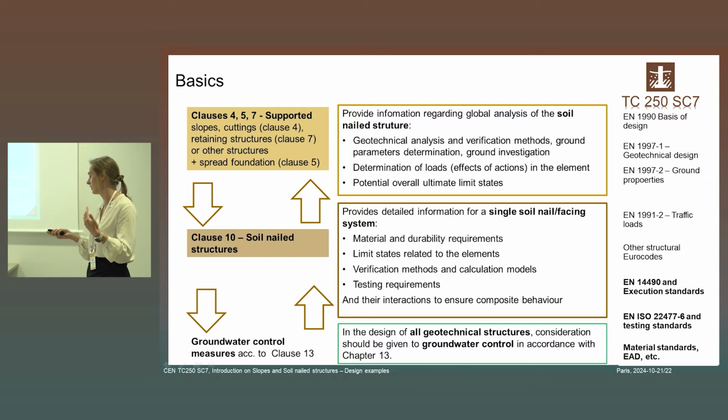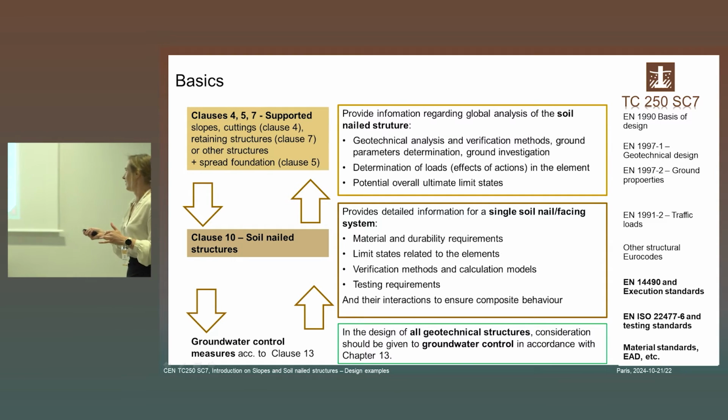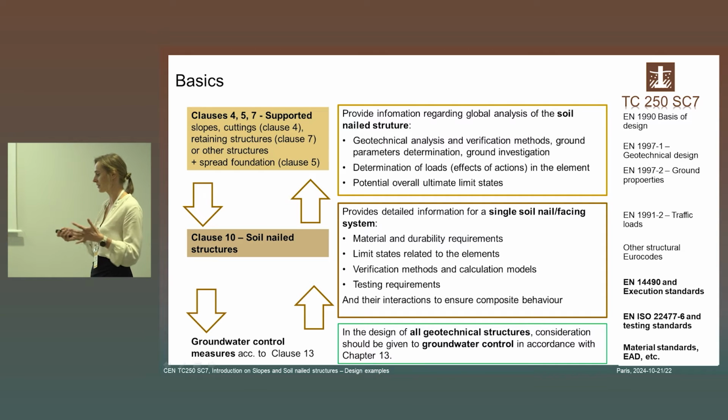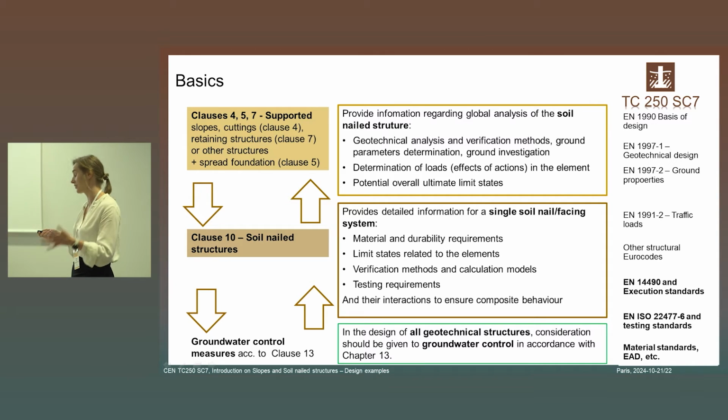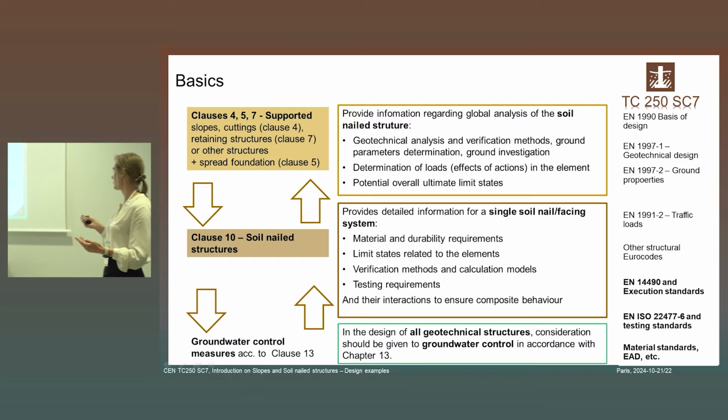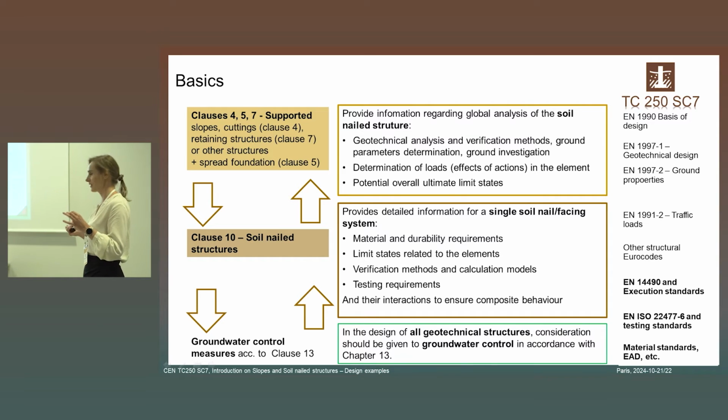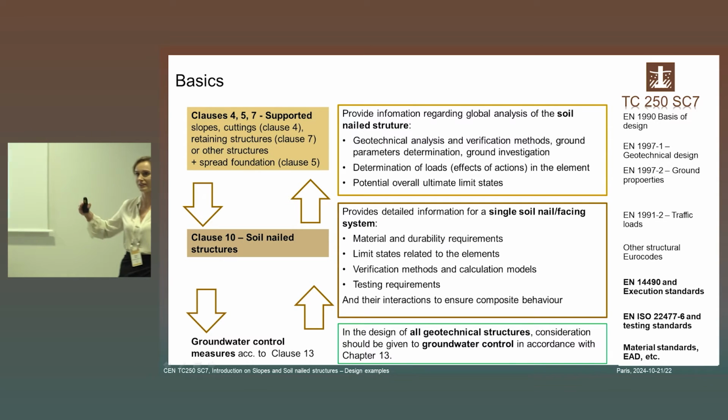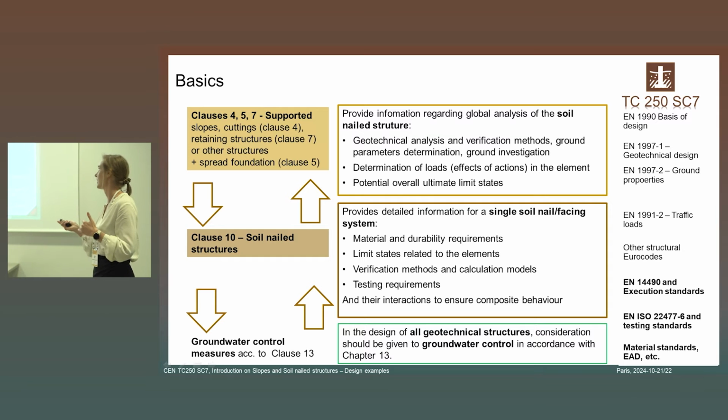these design aspects. And what's very important, the whole design process includes not only other parts of Eurocode 7, but also other structural elements and execution standards, material standards, testing standards. They are all referenced very clearly in the text, and it may seem difficult, but it ensures the harmonization of the requirements and, at the very end of the day, the reliability of the structure on the European level.